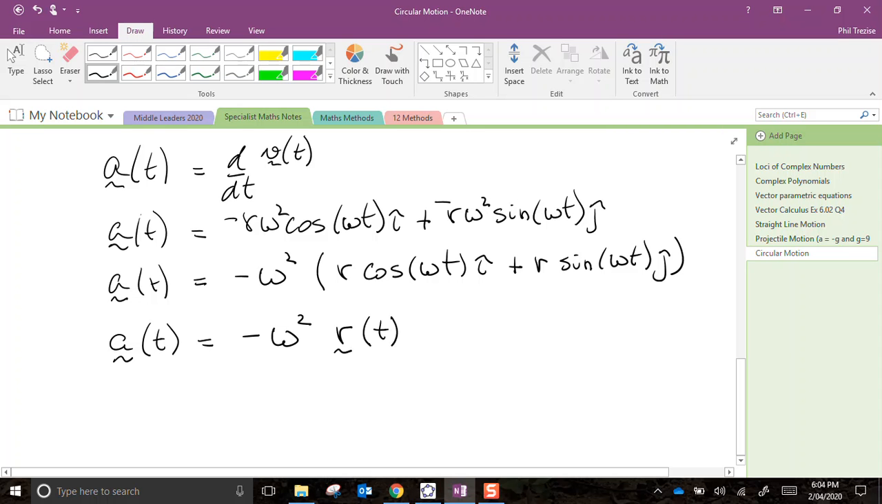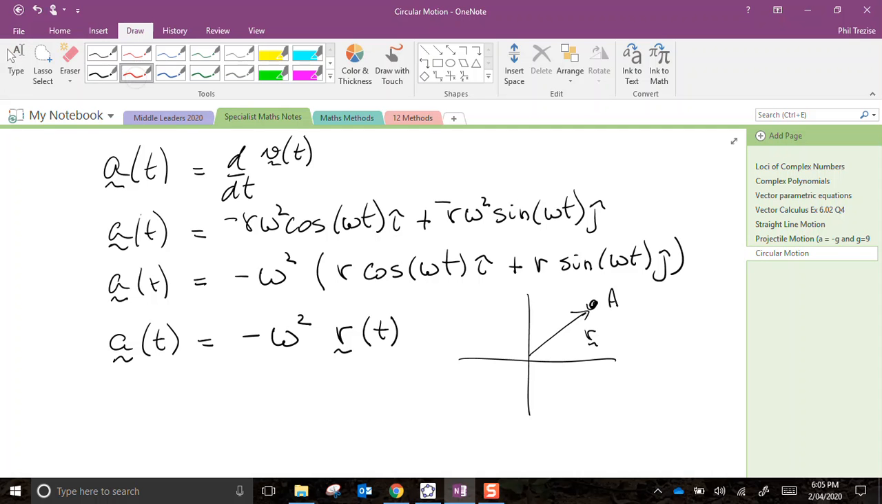This is a vector equation, so it tells me, omega, remember, was just a number, so the negative sign tells me that the direction of acceleration is exactly opposite the direction of the radius vector. Let's explore that for a minute. If our particle was here, that's the radius vector r, pointing from the origin to the point where our particle is. But the acceleration vector is pointing in exactly the opposite direction, towards the centre of the circle.